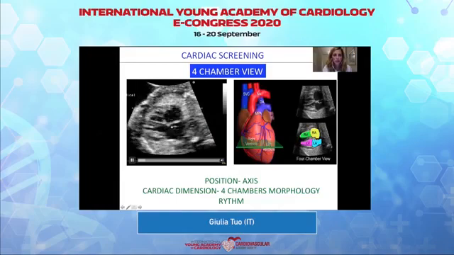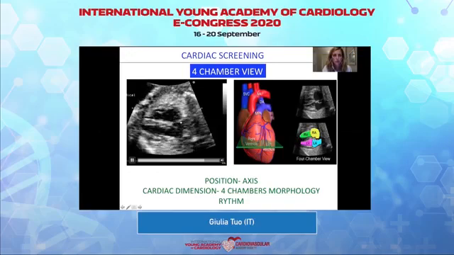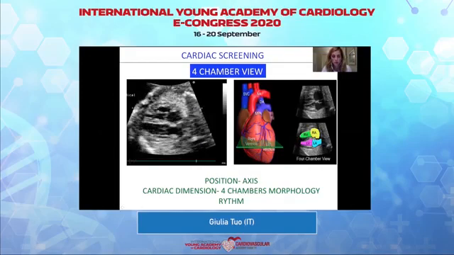can look at the dimension of the heart and of the single chambers, so they can look at the two atria, the two ventricles, the septum, the interatrial septum, and the foramen ovale flap. And they can also have an idea of the function of the heart and also the rhythm.